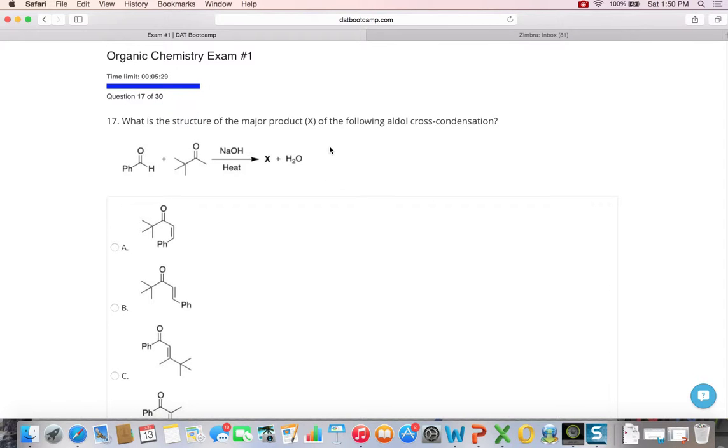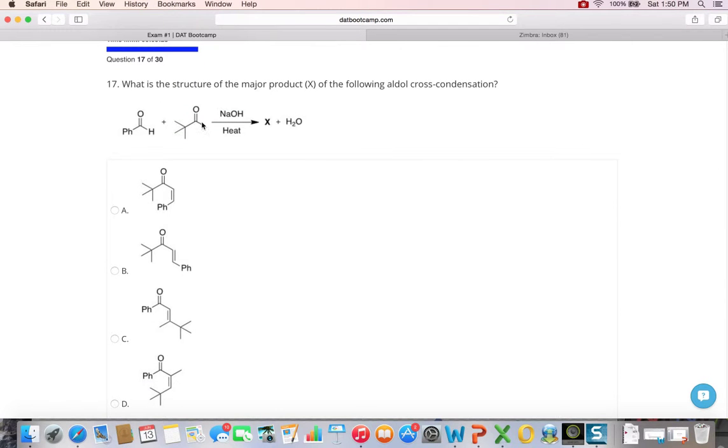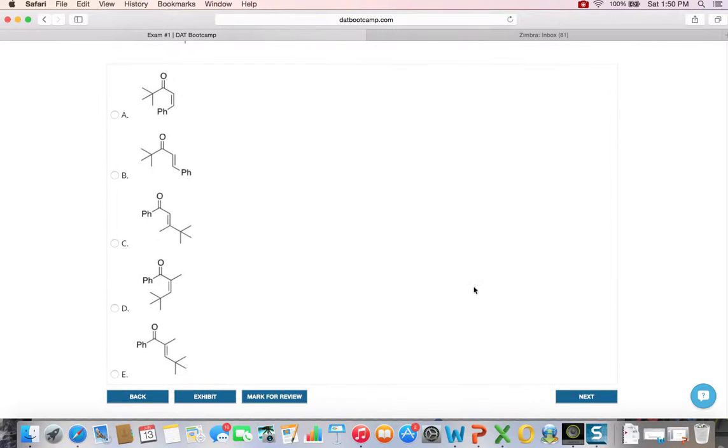Major product of the following aldol condensation. Here we need to be careful because we know that the nucleophile will be this molecule. There's no alpha hydrogen here. And so A and B are good answer choices. C would not be. D would not be because they don't have an alpha proton. And E would not be.